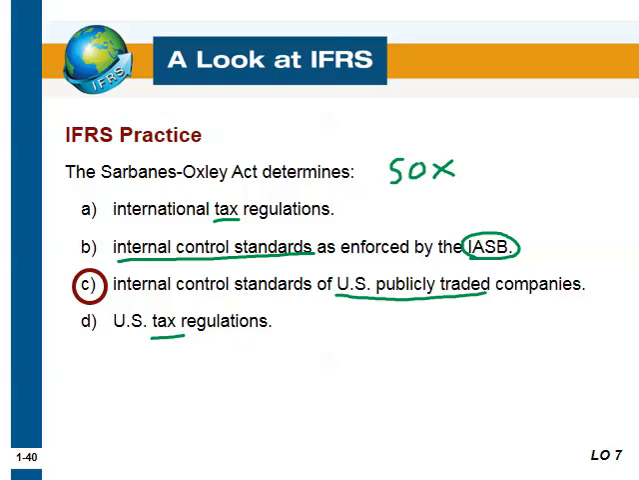Notice B and C are very similar, the difference being that it is for U.S. companies as opposed to, remember, the IASB is international companies. That's what the I is for. So that's how we got down to C.